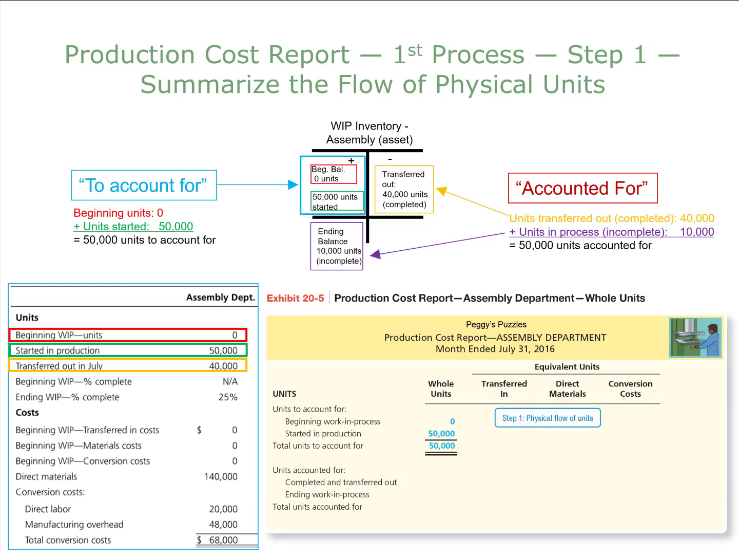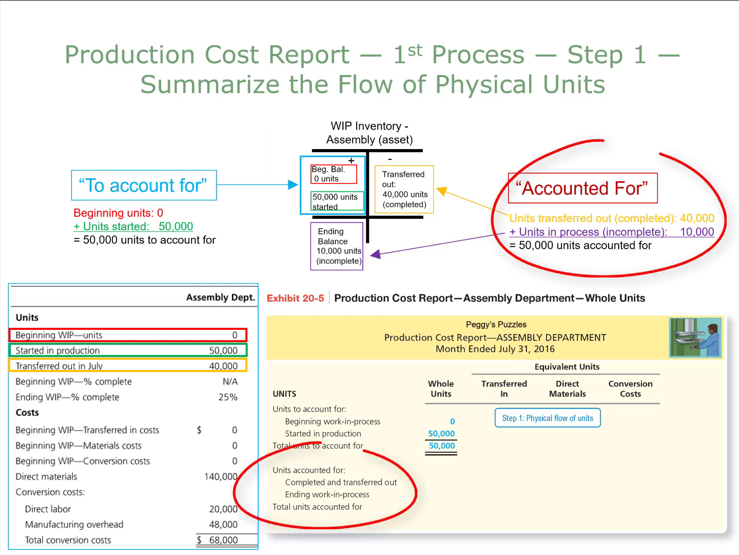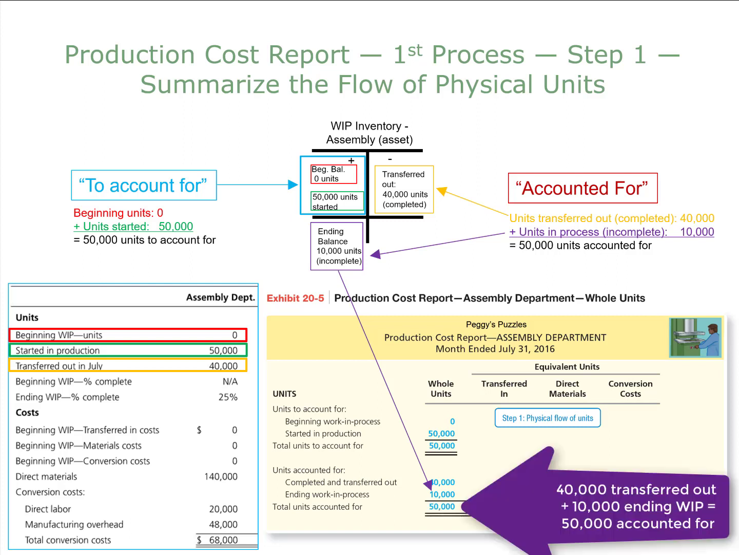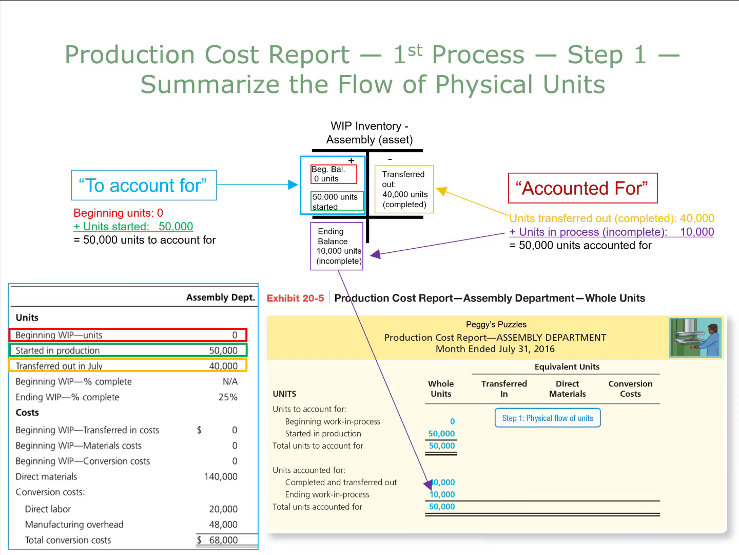Then we move on to units accounted for, which starts with units completed and transferred out, which was 40,000, and add to that the number of units incomplete, in other words, the ending balance of units. Then we add completed and transferred out units to ending work in process units, and we get 50,000 total units accounted for. Remember, units to account for and units accounted for have to be the same number.